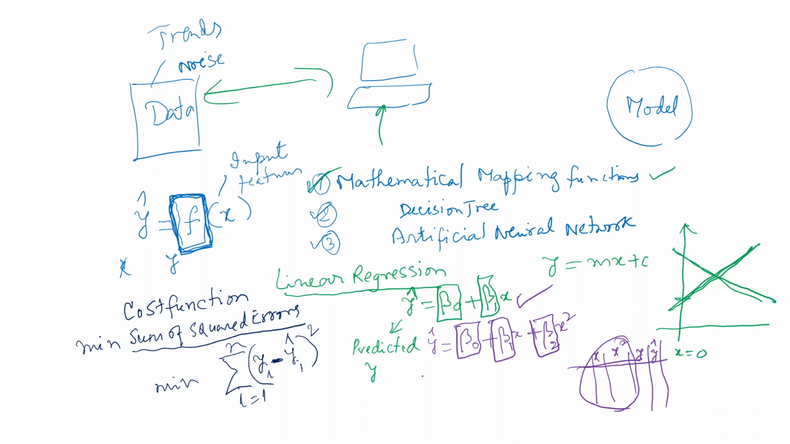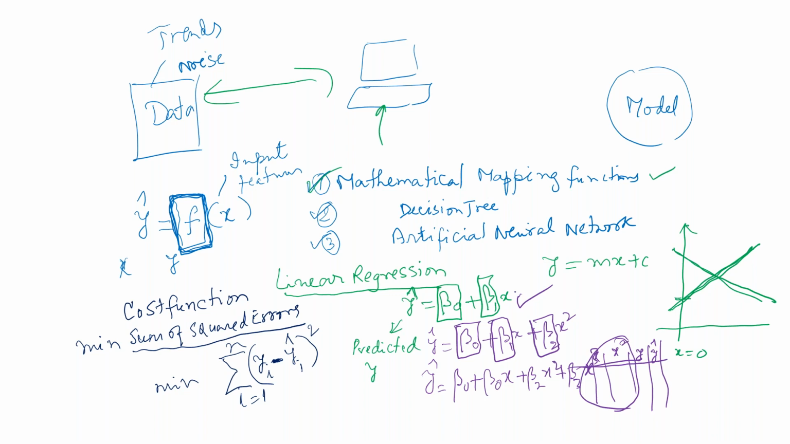If you want to give more flexibility, then you can increase your polynomial terms: beta 2 x square plus beta 3 x cube. Then it understands more curvy relationships in your data.